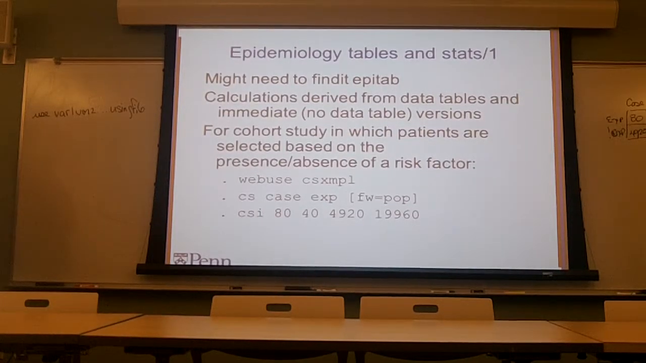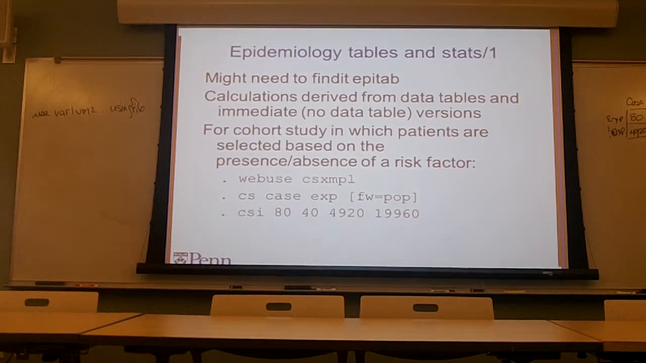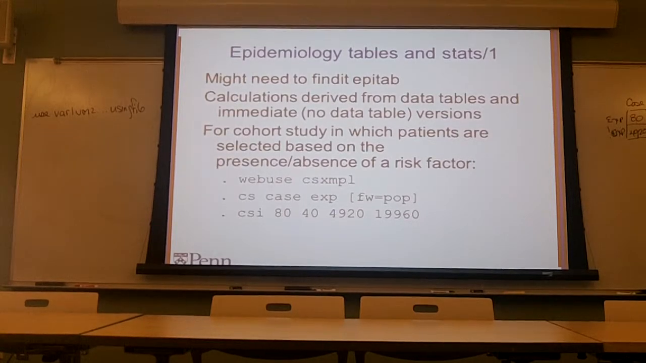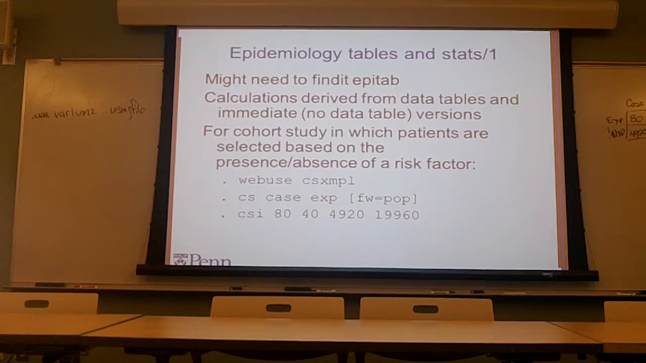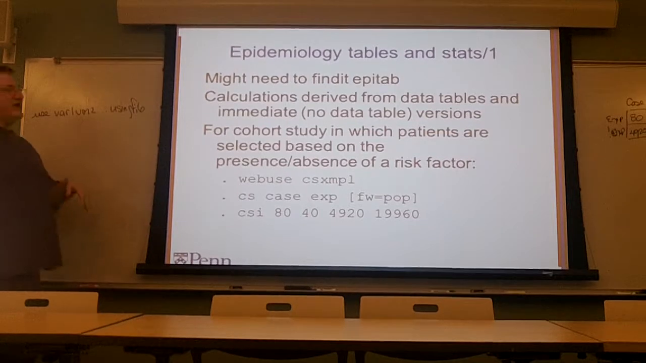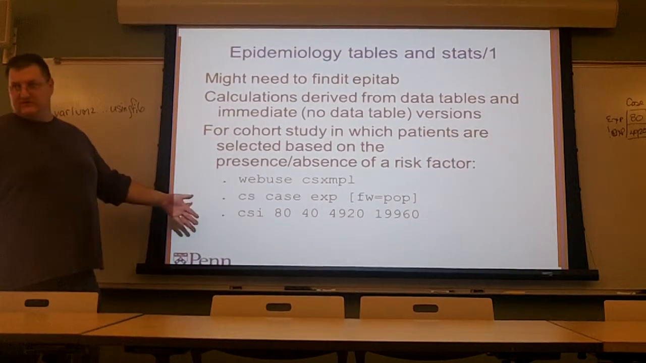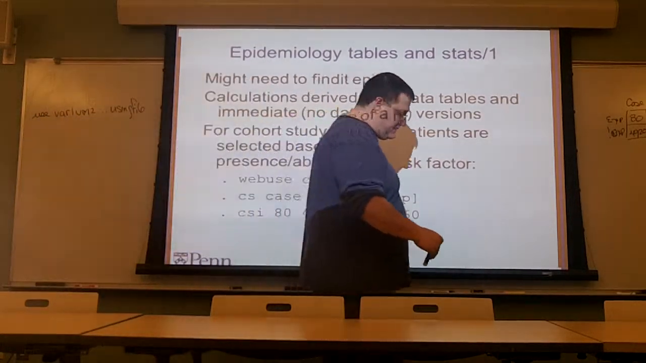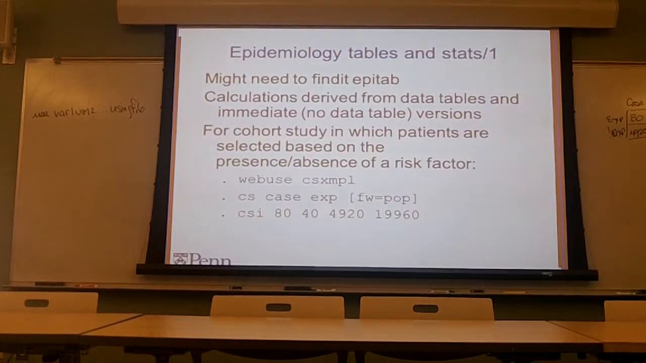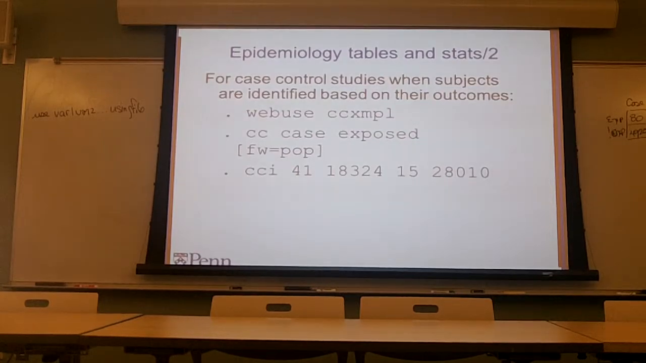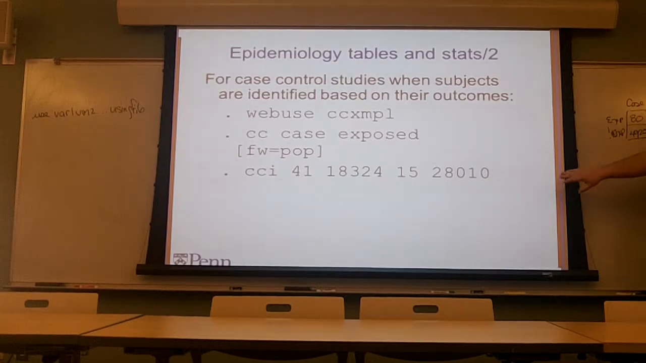So it has an immediate command. It says cohort study tables, tables for epidemiologists. So with these kinds of studies, you can get risk ratios, risk differences, relative risk, odds ratios, those sorts of things. Okay. So is that basically working with aggregate data? Yeah. So this is the aggregate data.